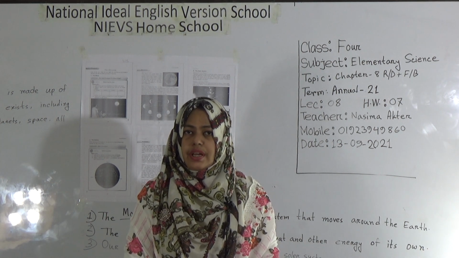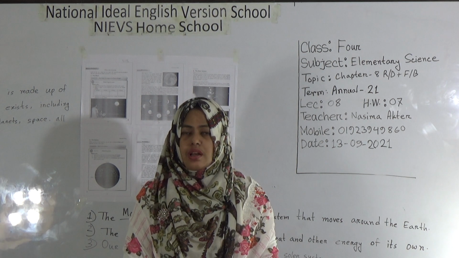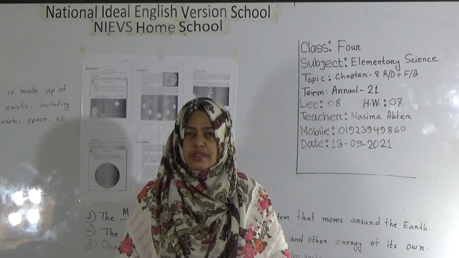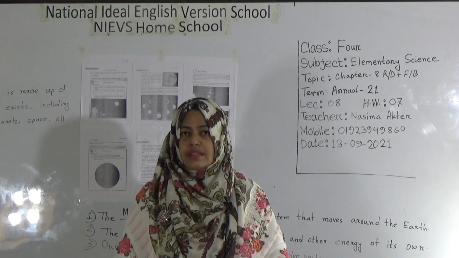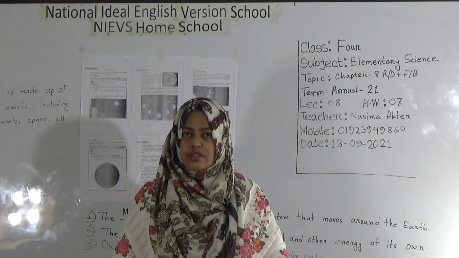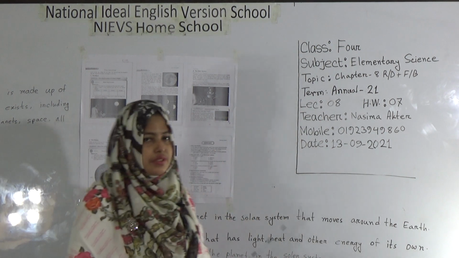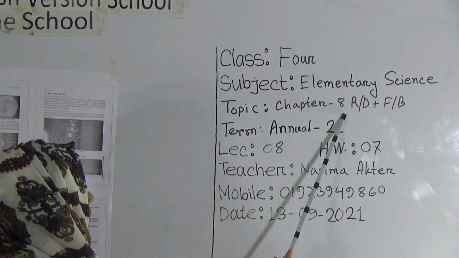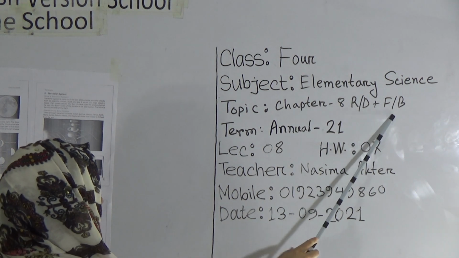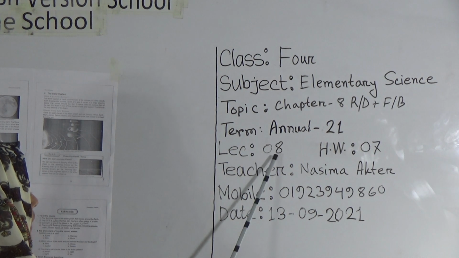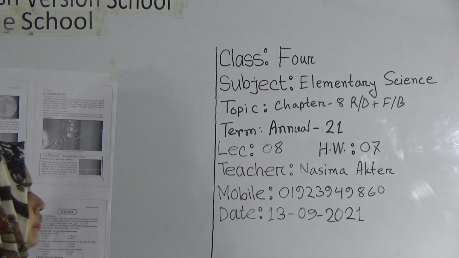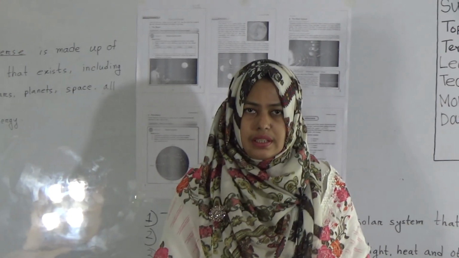Dear students, today I am going to take an elementary science class for class 4 students. Our today's topic is chapter 8. Today we will read this chapter and we will also do fill in the blanks of this chapter. Let's see today's topic from here. Our today's topic is chapter 8 and today we will do fill in the blanks. This is lecture number 8 and our today's HW is number 7 HW. So dear students, let's begin the class.